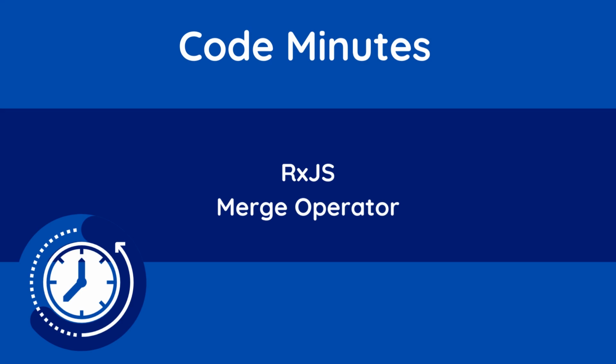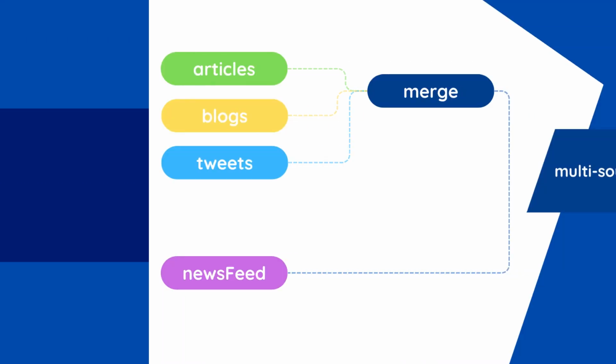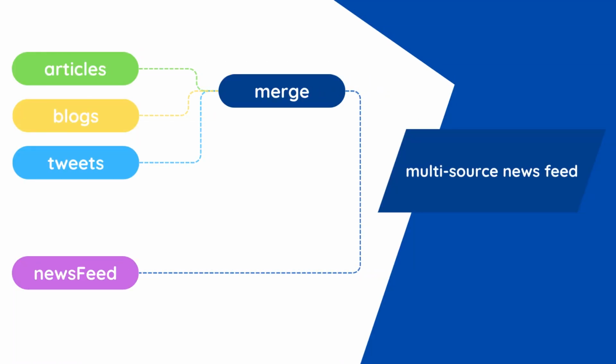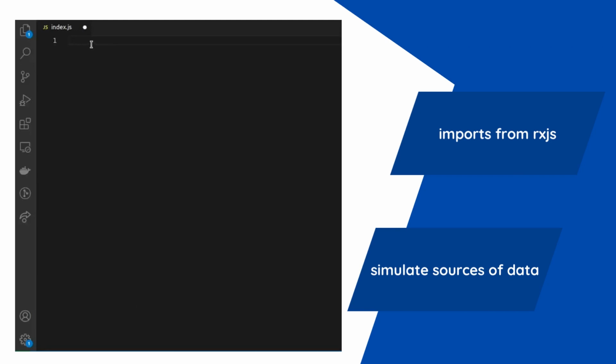In today's video, we're going to create a multi-source news feed using RxJS. We'll fetch articles, tweets, and blog posts and merge them into a unified news feed. Plus, we'll add delays to make it more realistic. Let's start by importing the necessary RxJS functions and operators.